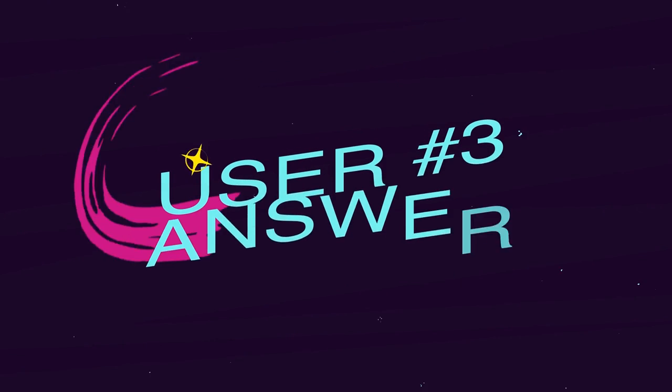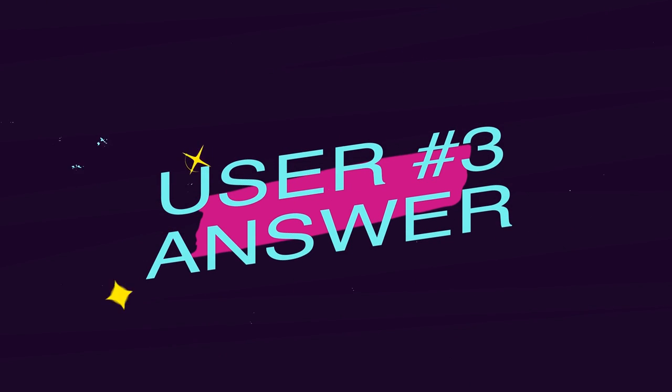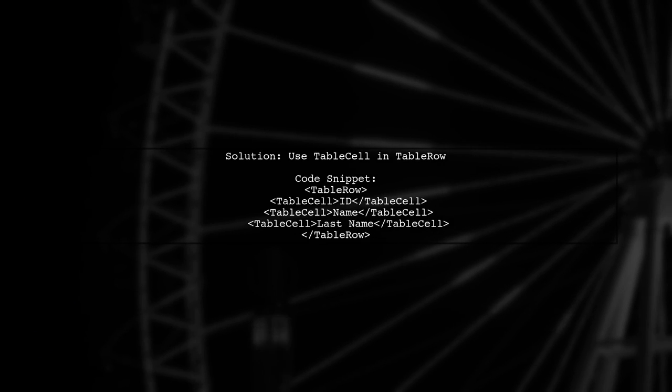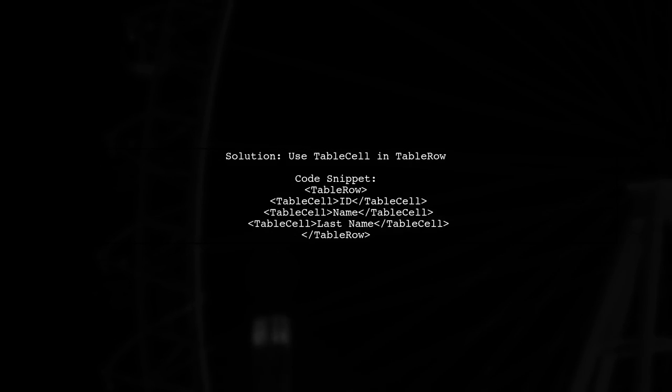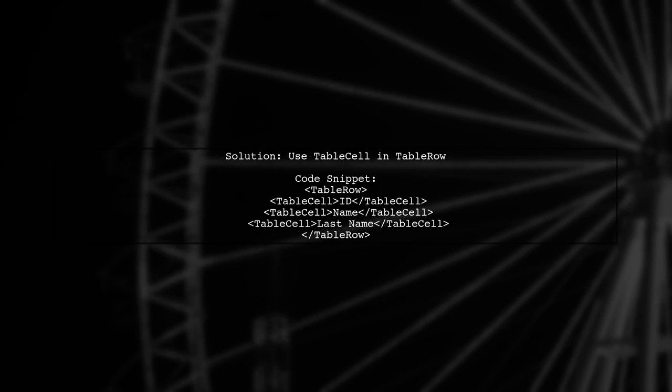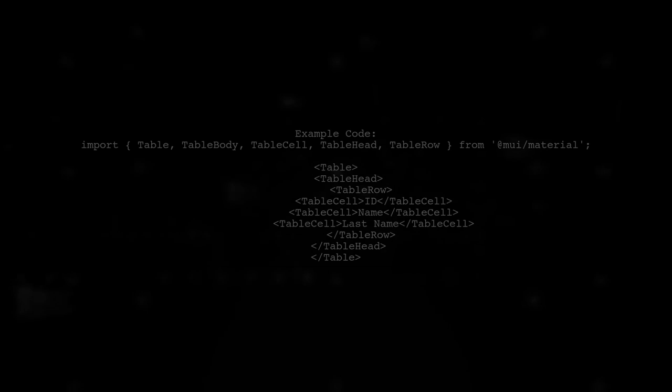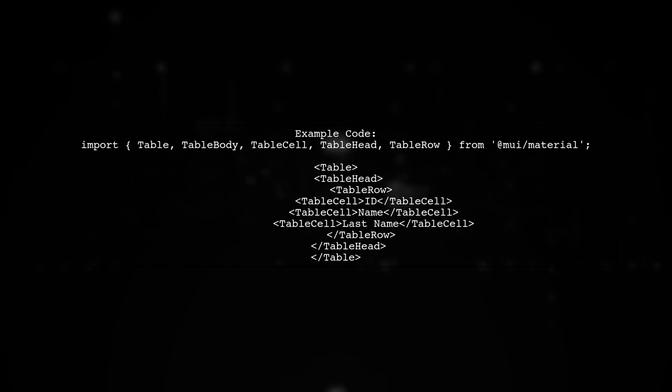Let's now look at another user-suggested answer. To fix the React error about using th in thead, simply replace th with table cell inside table row. Here's an example of how to structure your table correctly using MUI components.